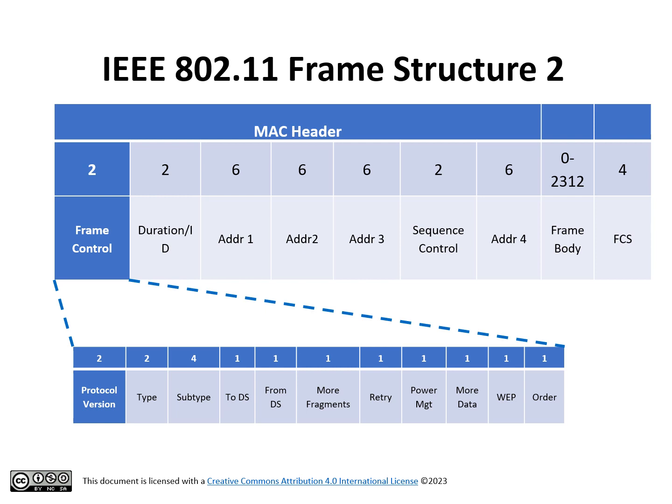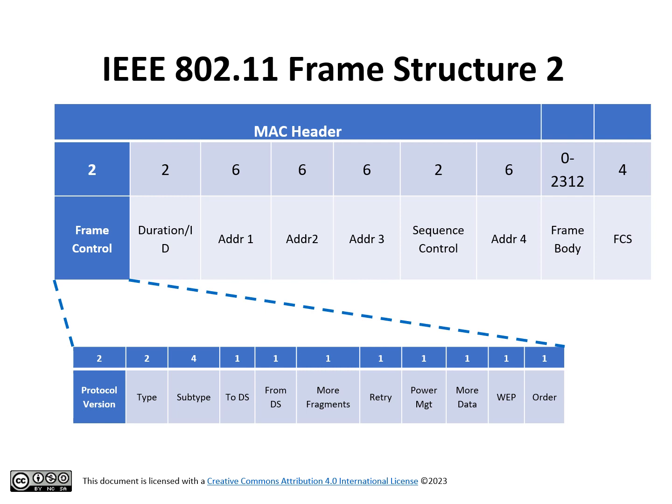To DS and from DS. These fields determine whether the frame is going to or exiting from the distributed system, DS. More fragments. This field indicates whether more fragments of the frame are to follow. Retry indicates frame retransmission. Power management. This field indicates whether the sending station is in active or power save mode.